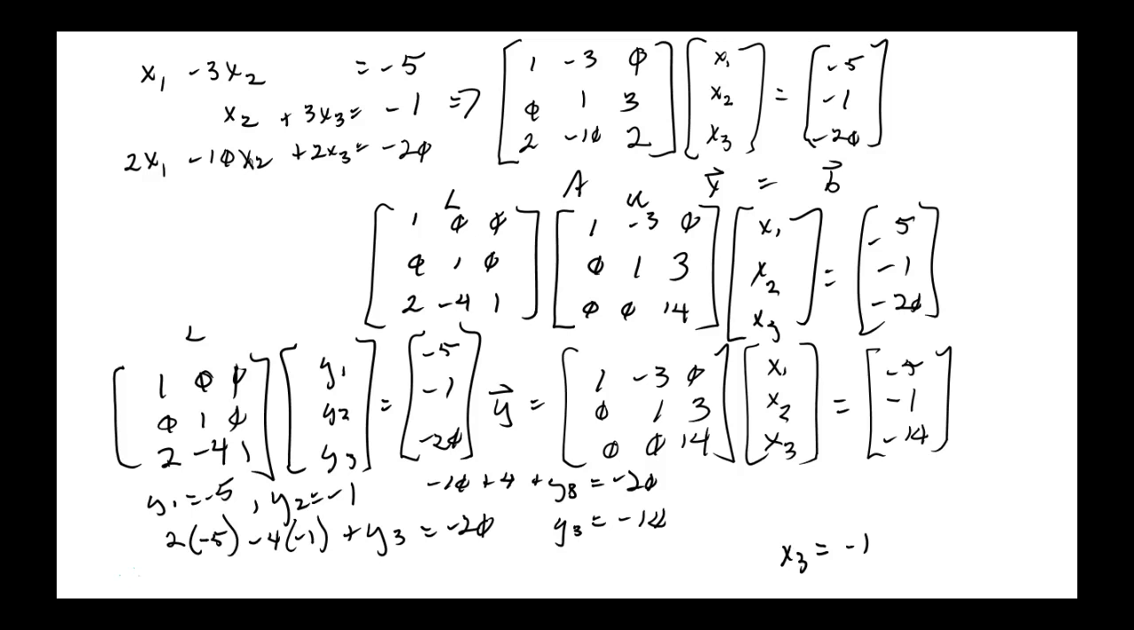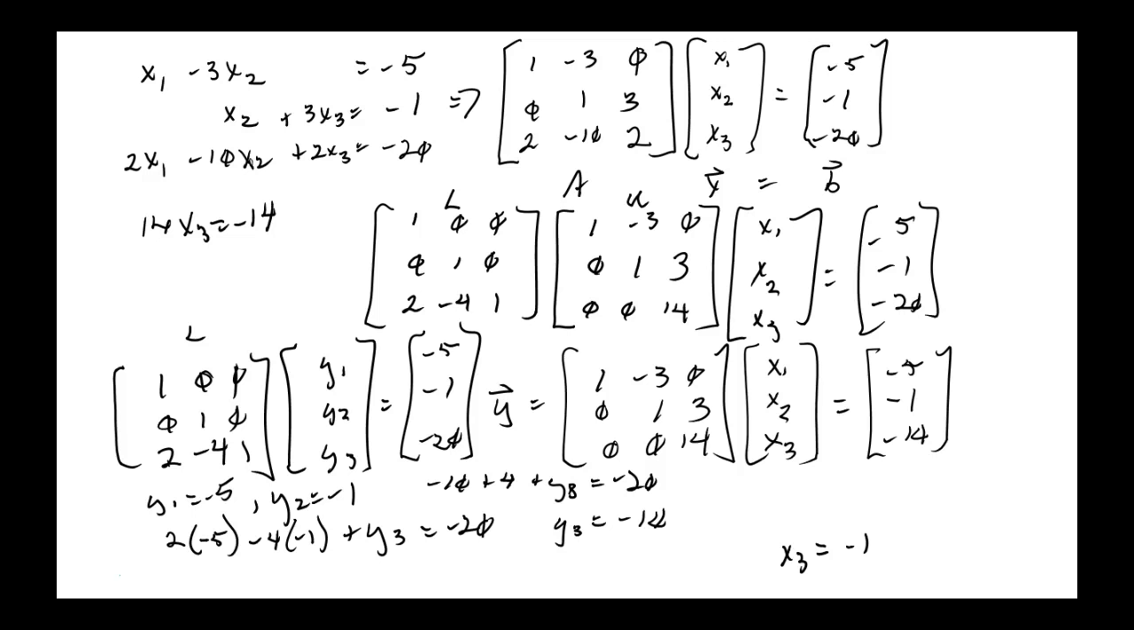The 3,1 entry will be the third row times the first column. The left side will be 14x3, that's right. 14x3 is equal to minus 14. And then you divide both sides by 14. So x3 is equal to minus 1.